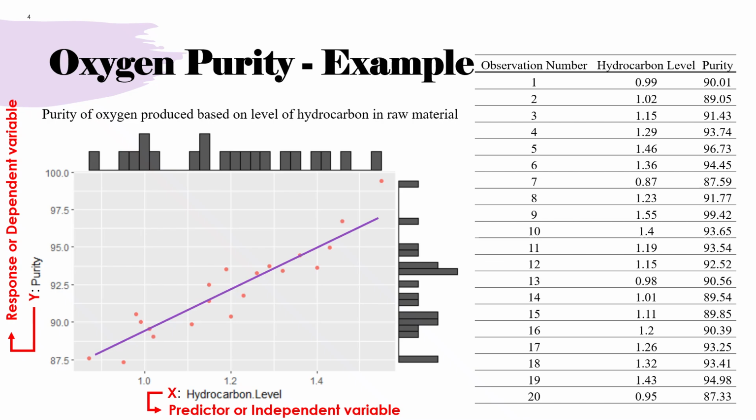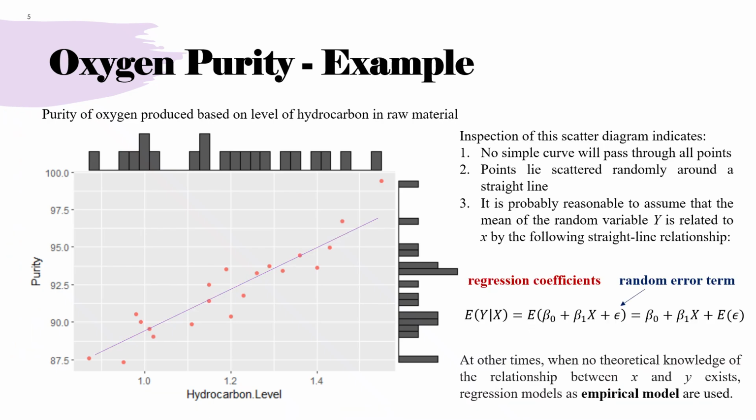Here, we can see the chemist's observations from his first 20 attempts. After closely inspecting the scatter plot, we can see that, first, no lines or even simple curves pass through all points. Second, if we produce a line that best explains the behavior of the data, these observations lie scattered randomly around that line. Considering these remarks, it is probably reasonable to assume that the mean of the random variable y, which represents the purity of oxygen, is related to x, which is the existing levels of hydrocarbon in the raw material, by a linear relationship.